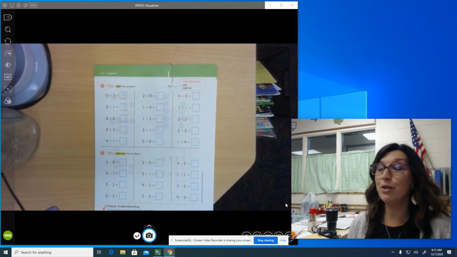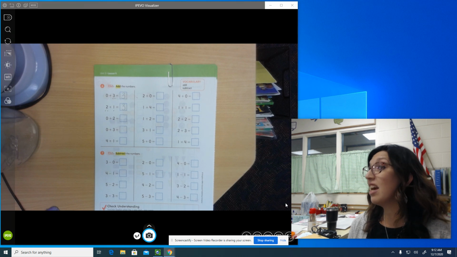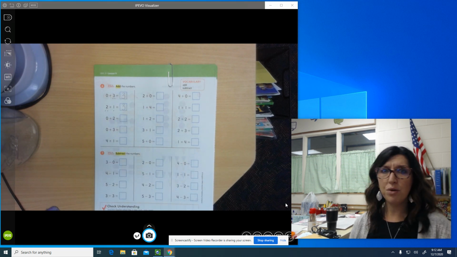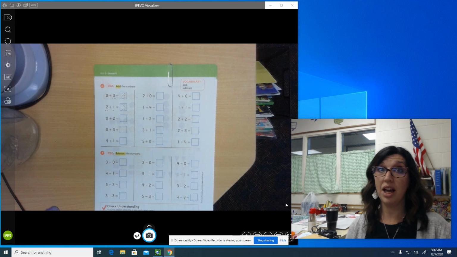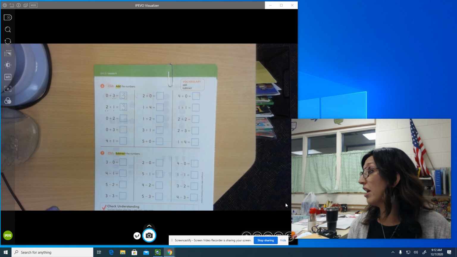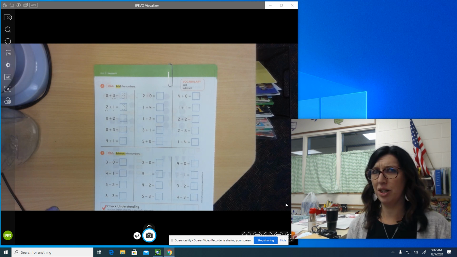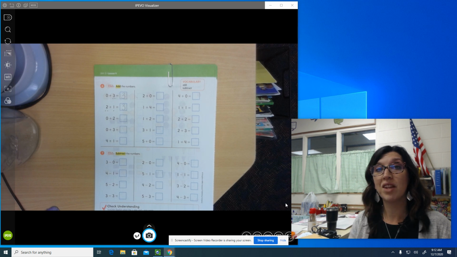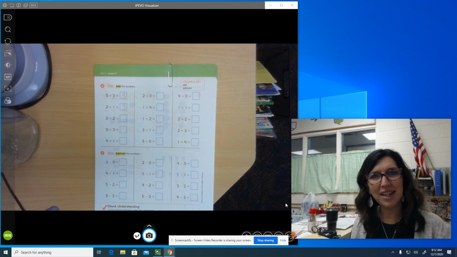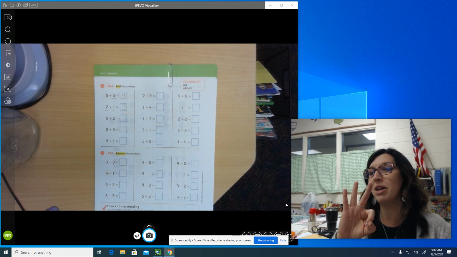I would love for you to show me your level of understanding for this task, for the addition part. If you think, this is really hard, I don't think I can do this by myself, then I want you to show me a 1. If you think, I might be able to do this, but I also might need help sometimes, I want you to show me a 2. But if you think, I've got this, I don't need any teacher help on this, I'm a pro, then I want you to show me a 3.